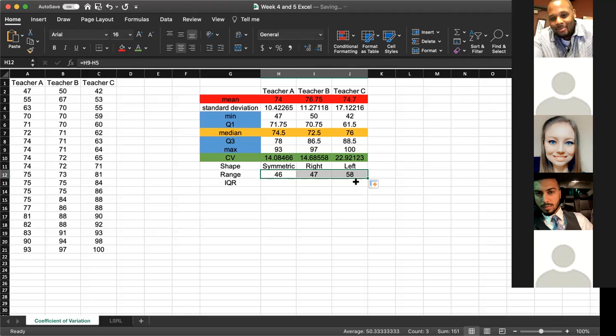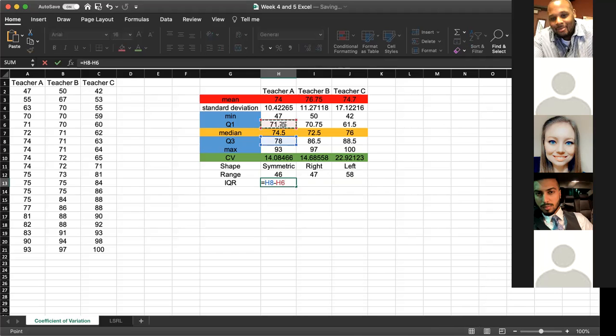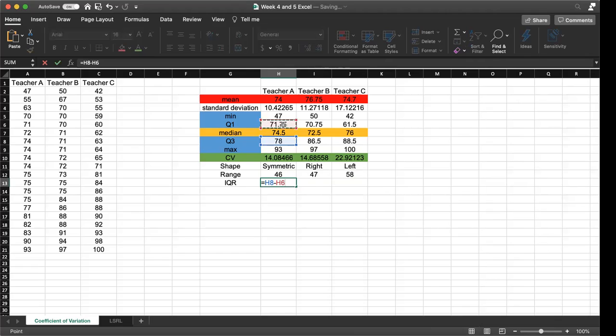The last thing is the IQR. Can anybody tell me what the IQR is? The interquartile range. What does that mean? It's between the first and third quartiles, the middle 50% of the data. So to find it, we take Q3 minus Q1. We get this value, 6.25, drag across.